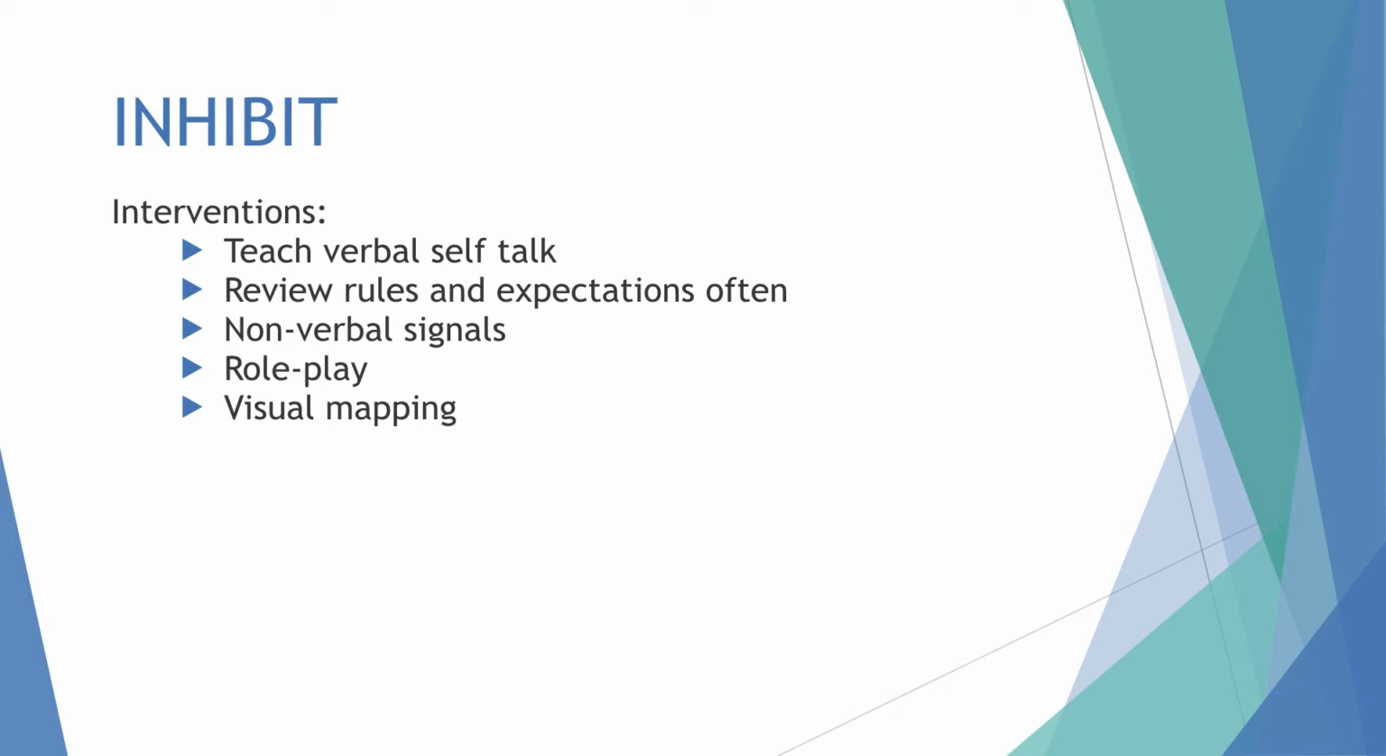We want to review the expectations and rules often, so kind of preempt it like we talked about in those preventative strategies. So being able to, ahead of time, say, okay, let's review the rules. How do we walk into the computer lab? That's right, we walk, and kind of giving them that prompt ahead of time. Sometimes nonverbal signals can help. Especially if you have kids that blurt out, maybe giving them some kind of nonverbal signal to remember to raise their hand and those kinds of things. Any type of role play can be helpful for kids to be able to role play how to respond in certain situations, and any kind of visual supports that we can do.